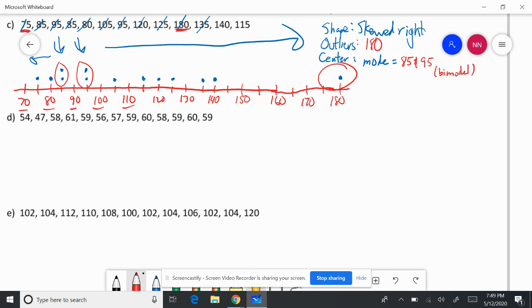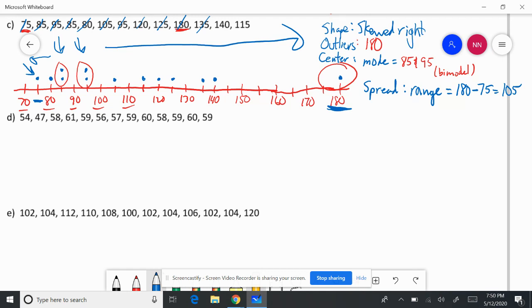And the last thing that we're going to do is look at our spread. So with the spread, we're going to focus on the range. And the range is when we take our maximum, in this case 180, minus our minimum, which is 75. Remember, we're going by the dots, not our last number. So we take 180 minus 75, and that gives us 105. And this is how we describe the distribution.